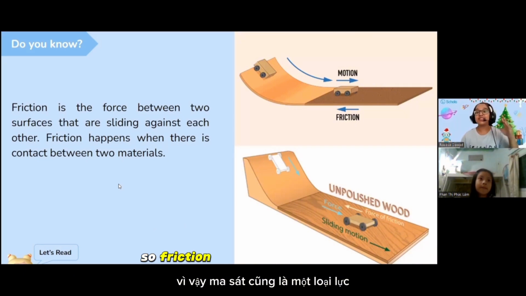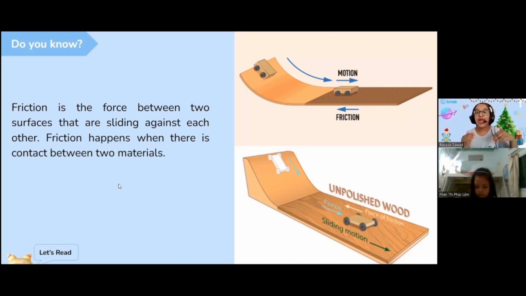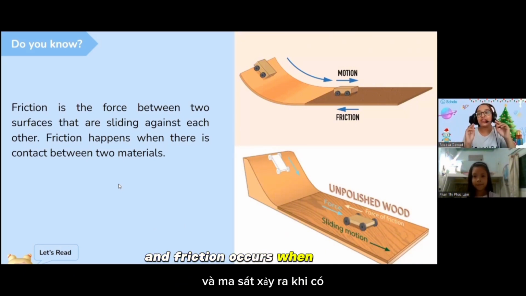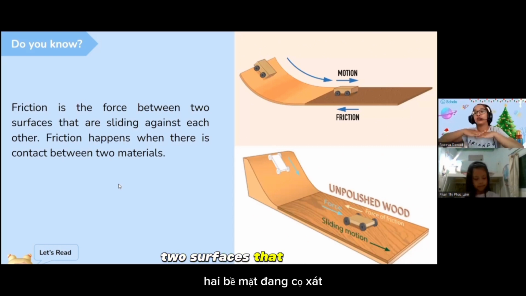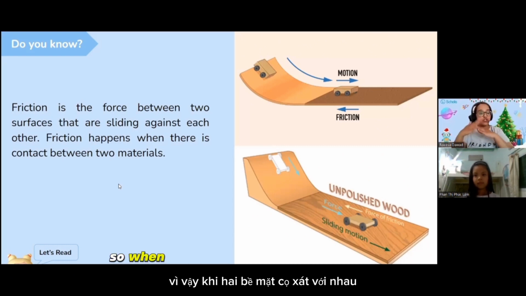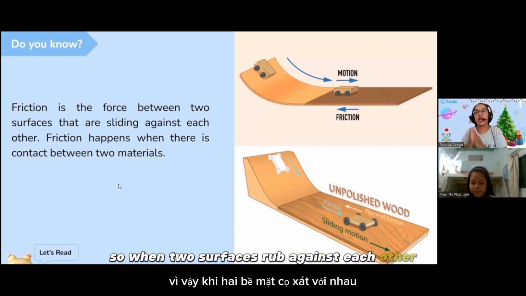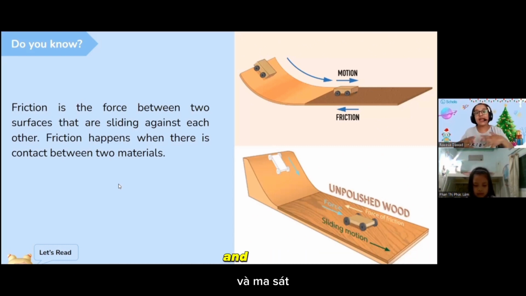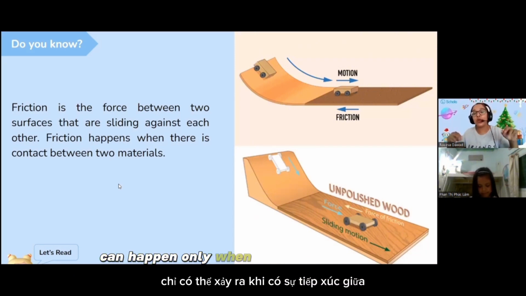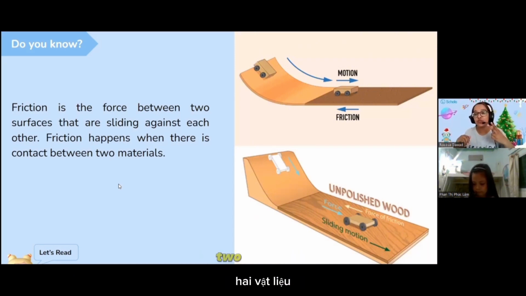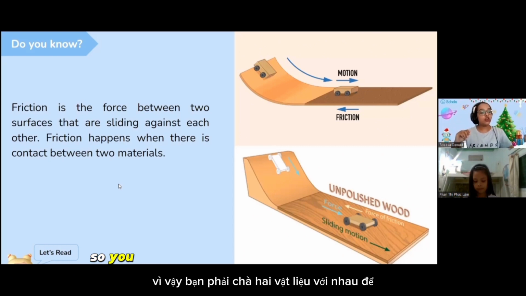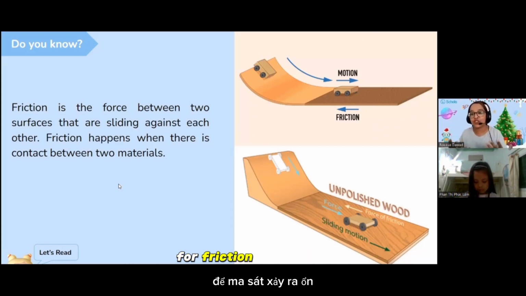So friction is a kind of force as well. Friction occurs when there are two surfaces that are rubbing or sliding against each other. So when two surfaces rub against each other, it is friction. And friction can happen only when there is contact between two materials. So you have to rub two materials together in order for friction to occur.